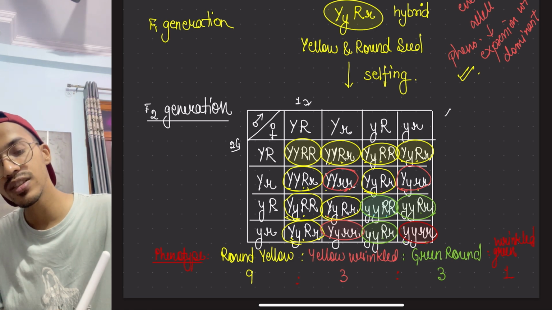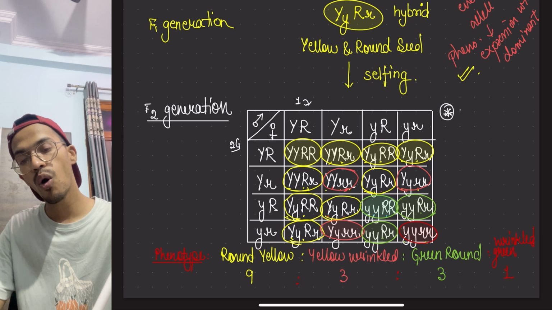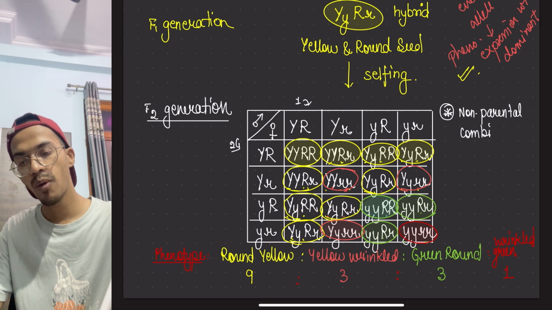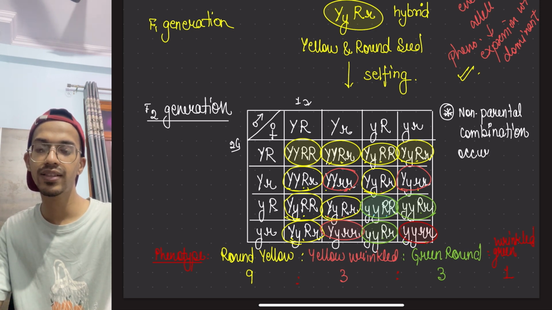So if I have to write it up, the difference from the monohybrid is that non-parental combinations occur. Now the question is, how is it occurring, sir?